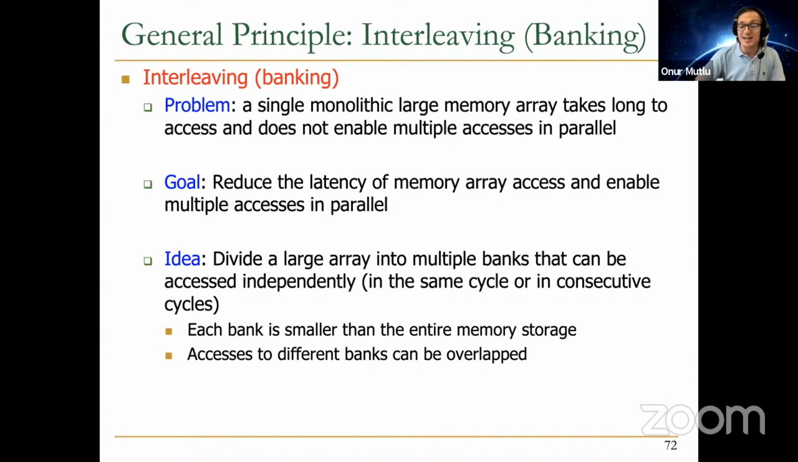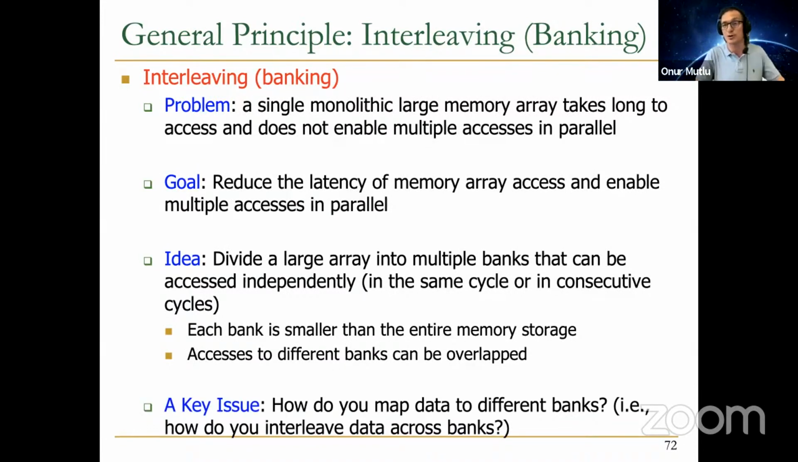So that's the basic idea. I mean, you've seen the basic idea. Each bank is much smaller than the entire memory storage. And now accesses to different banks can be overlapped. Because each bank is smaller than the entire memory storage, latency is lower because interconnects are much shorter to access. And you have concurrency in access. So your throughput is also high in this case. Concurrency means throughput in the end.